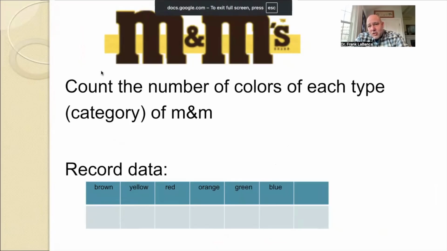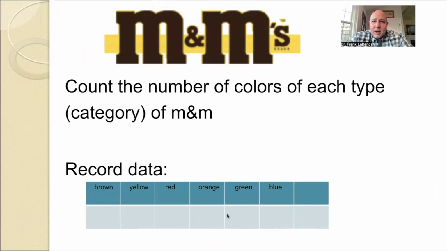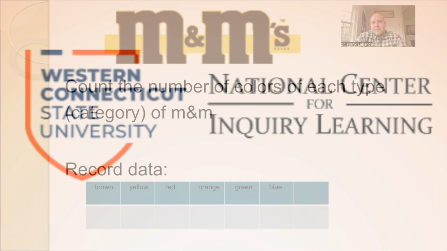So your job is to watch the M&M video and count the number of colors in each type of category of M&Ms, how many brown, yellow, red, orange, green, and blue there are. And after that, join back for the third video where we'll talk about actually how to do the calculations and analyze the information. All right, thanks.